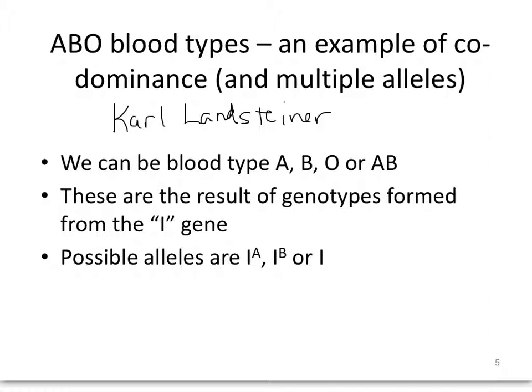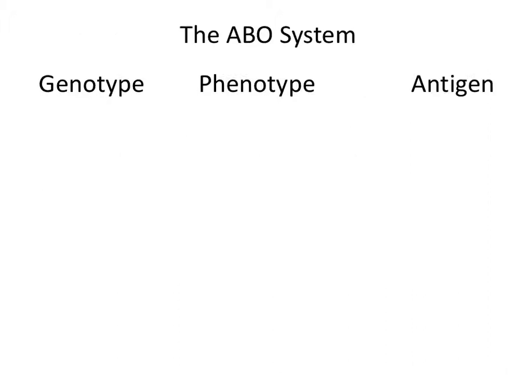And so the ABO blood grouping system means that we can be blood type A, B, O, or AB. And these are the results of genotypes. These are the results of antigens that are formed from genes that are just referred to as the I gene. There are 3 possible alleles for the I gene: IA, IB, or just i. And let's consider the biology of this system now. There are 6 possible genotypes with regards to the I gene or the I locus.